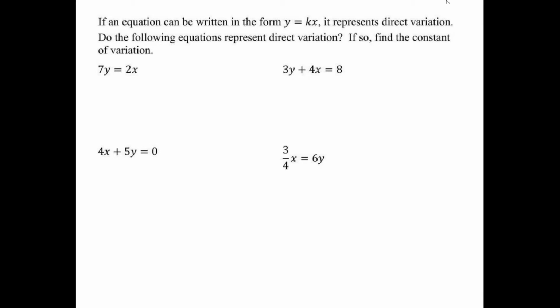All right, so if an equation can be written in the form y equals kx, like we've been working with so far, it represents direct variation. So the question is now, do these equations represent direct variation?